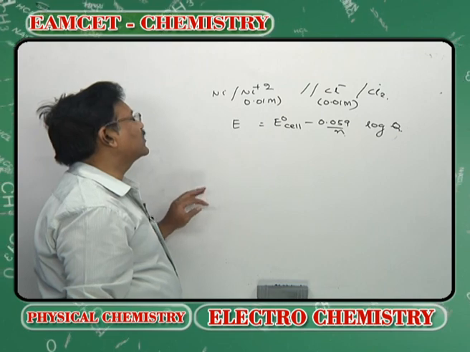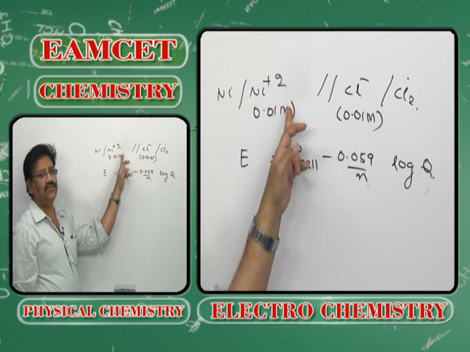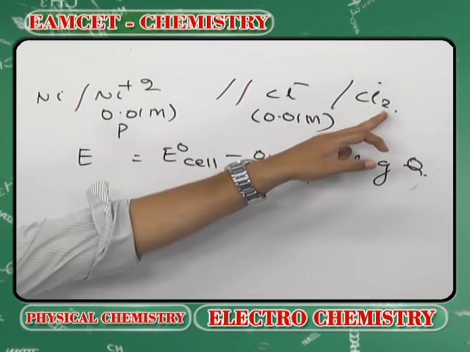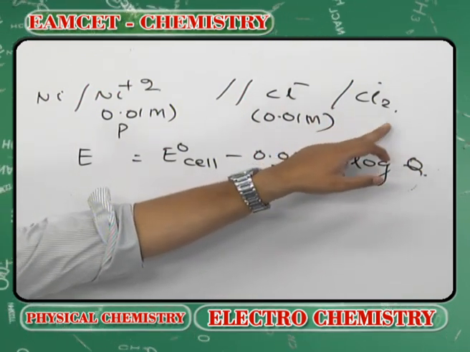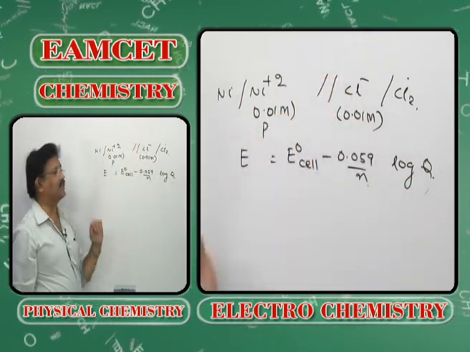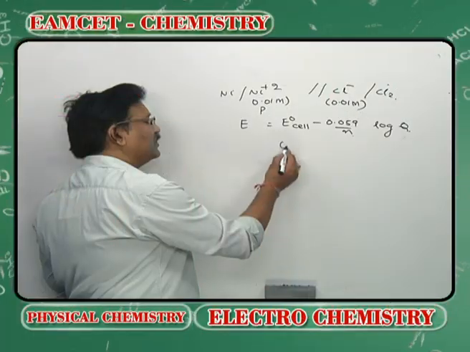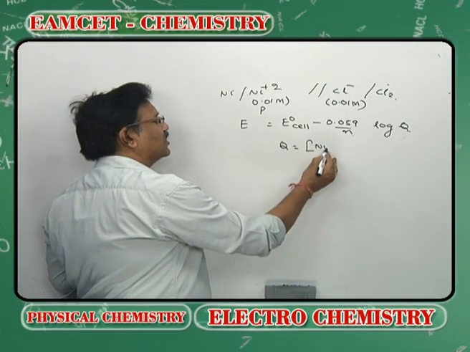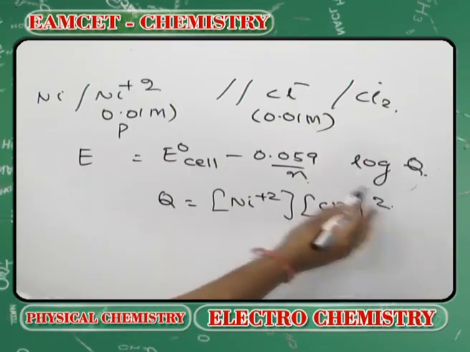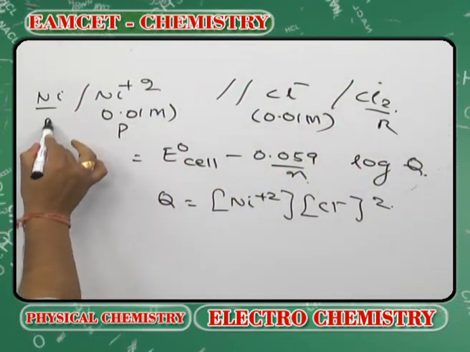Which will be on the product side? What is the reaction that is taking place at the anode? Nickel is getting oxidized to nickel plus 2. This will be on the product side. What is the reaction taking place at the cathode? Cl2 plus 2 electrons will become 2 Cl minus. Nickel is giving rise to nickel plus 2. So, Q will be equal to the concentration of nickel plus 2 into Cl minus square, because both will be on the product side.